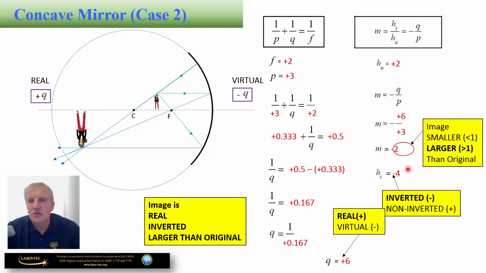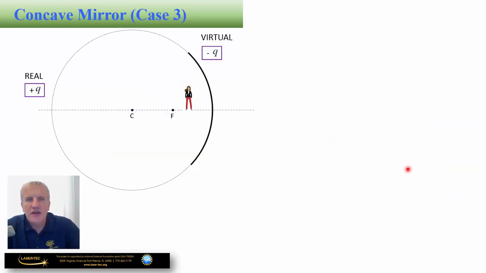We are continuing our analysis of the concave mirror. Here's the third case, the case where the original is positioned between the focal point and the vertex of the mirror. So right now the original is very close to the mirror.